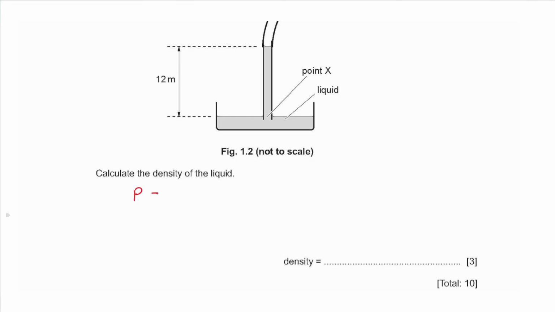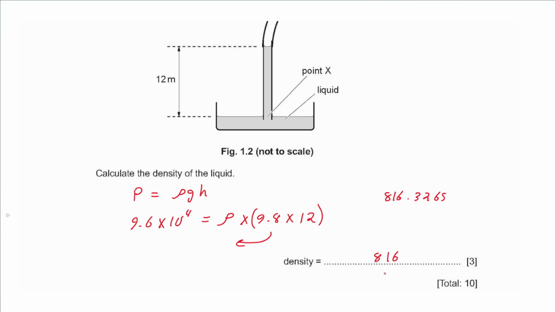We can use pressure is equal to rho g h. So here we have 9.6 times 10 to the power of 4 is equal to the density, which is unknown, multiplied by 9.8 and then multiplied by 12. So we can move this part to the other side by division. That gives an answer for the density of 816.3265 and so on. So we can approximate this to 816 or 820 to two significant figures. And the unit for density here is kilograms per meter cubed.